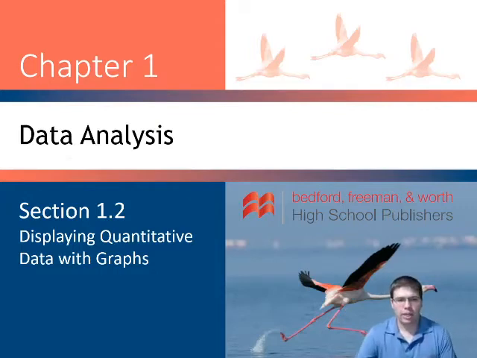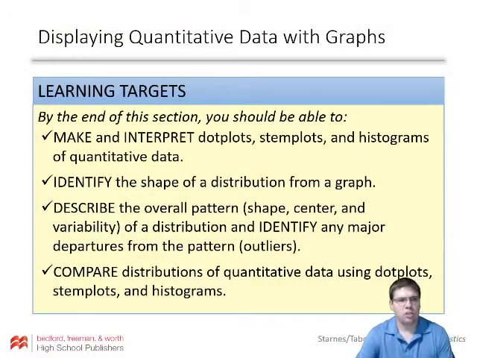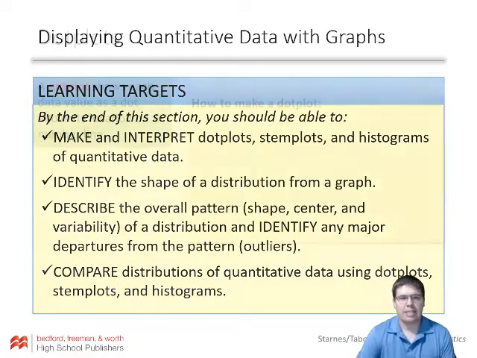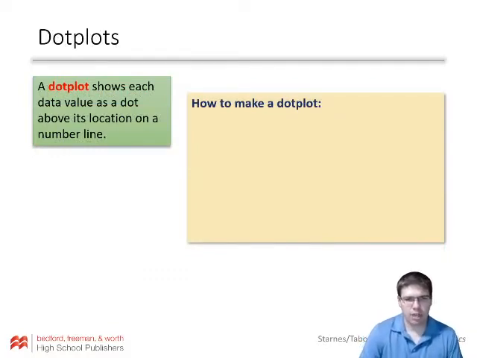So we're going to look at graphs today for summarizing quantitative data. We're going to do the first part of this section. You want to be able to make and interpret dot plots, stem plots, and histograms of quantitative data and identify the shape of a distribution. We'll do the rest in the next video. A dot plot shows each value as a dot above its location on a number line.